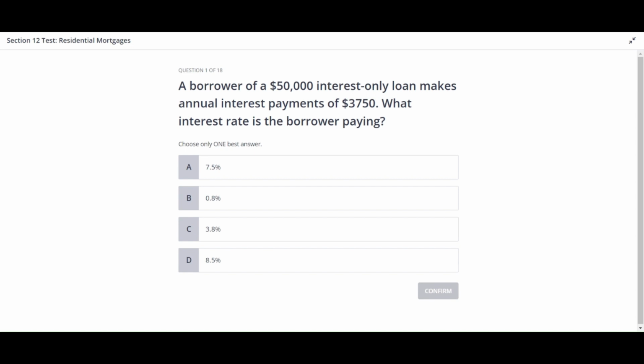Alright, question number 1. A borrower of a $50,000 interest-only loan makes annual interest payments of $3,750. What interest rate is the borrower paying? And here are your options. A. 7.5%. B. 0.75%. C. 3.75%. D. 8.5%. Alright, now I am going to give you some time to think about the options, and then we will reveal the answer together.